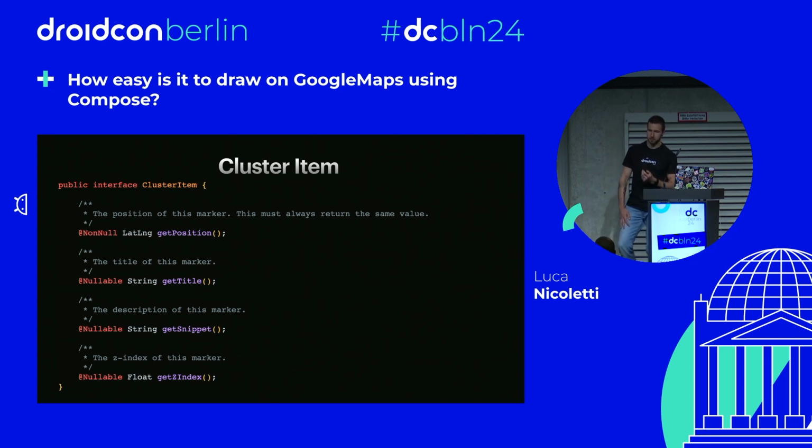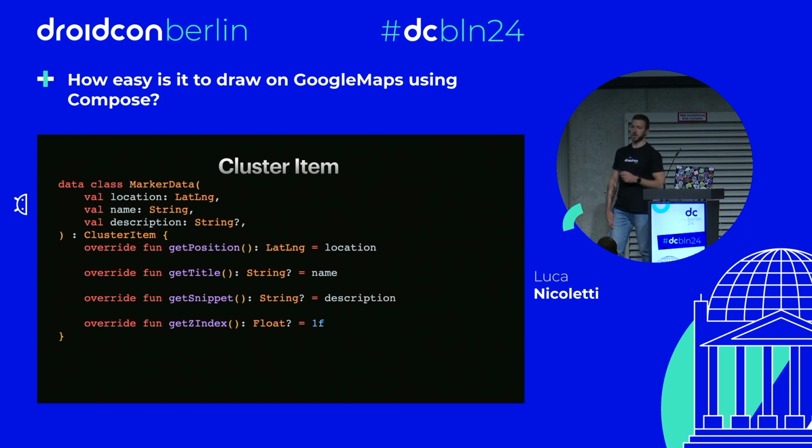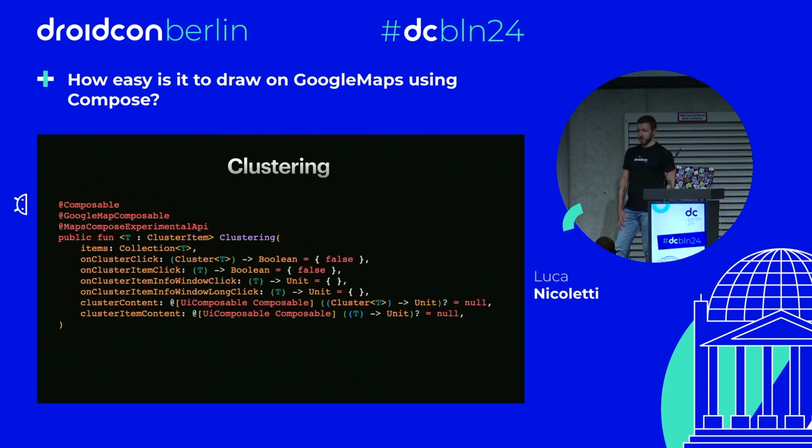All the other three, so title, description, and the Z index can be null if you need to. This is just an example of how to implement that interface. We have location, name, description, and the Z index. And this is the clustering composable function. It accepts, the first parameter is the items, which is a collection of that interface that we just showed, the cluster item.